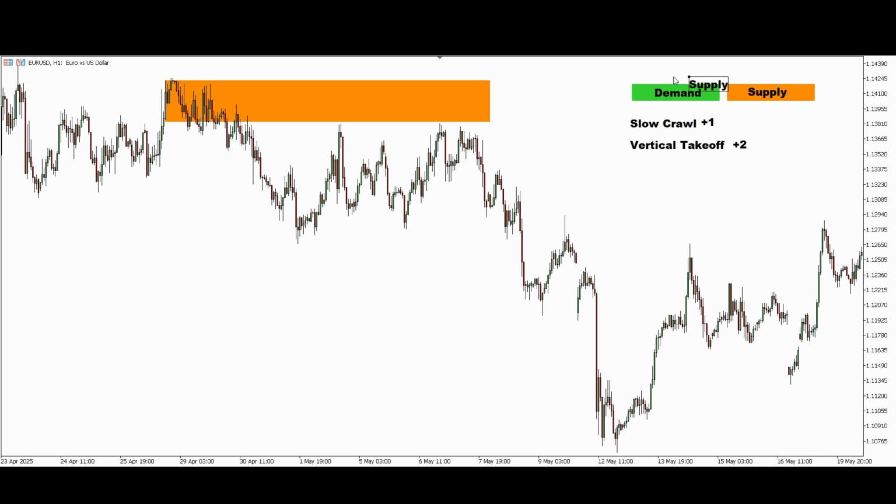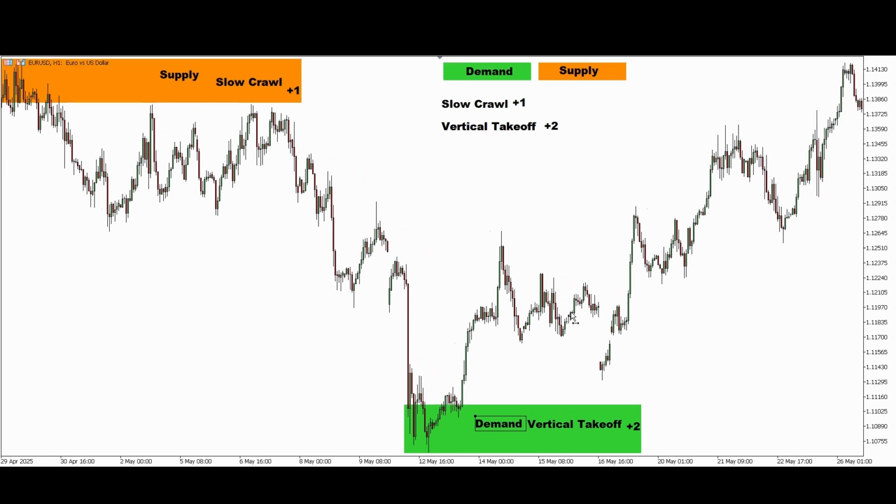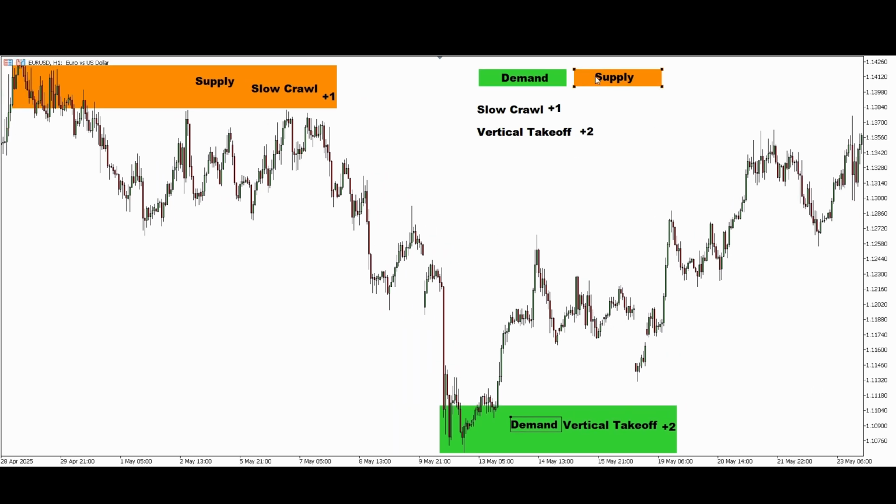Always remember the visual distinction. A small crawl away means a demand is strong but restrained, a solid +1 score. A vertical takeoff reflects urgent institutional imbalance, giving us a +2 score. These two examples perfectly demonstrate how grading the momentum of the exit reveals the true conviction behind each zone, and why it's one of the most critical factors in evaluating zone strength and probability.